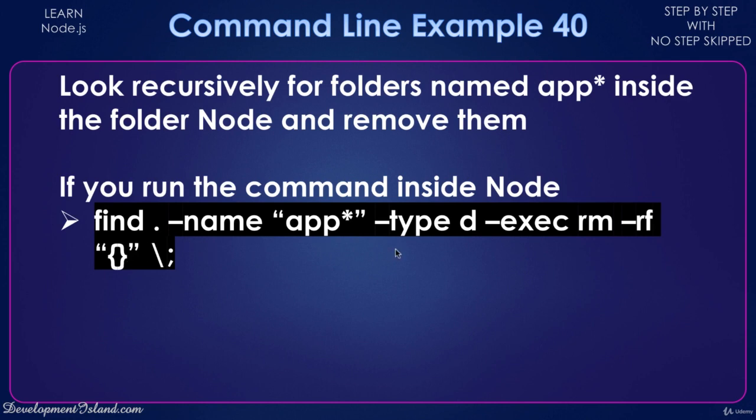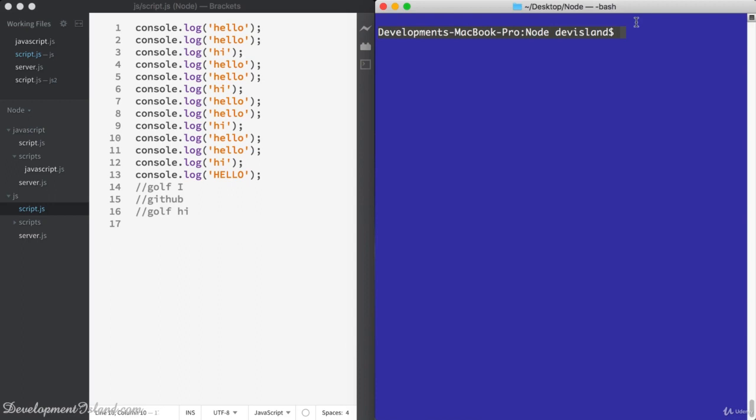All right, so let's find inside the current location all files with a name matching this pattern. So let's find all files, or all folders, ending with scripts. So we are interested in folders only, so you're gonna set the type property to D.